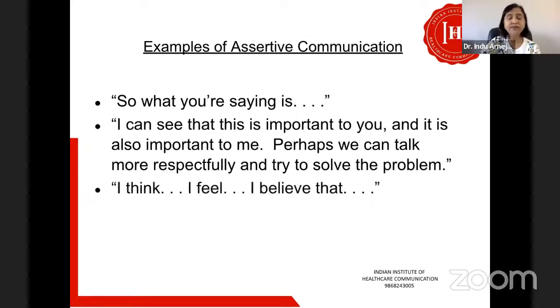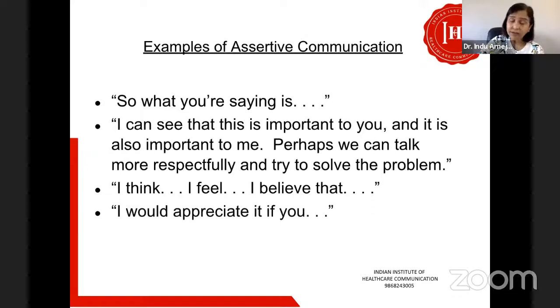And when you use words like I think, I feel, I believe, I statements are a wonderful way to assert. Use it more often. It will add impact to your communication. I would appreciate if you explain this further or if you tell me more about it. Again, you are appreciating, so you are calming down the person. You are inviting the person to tell more.